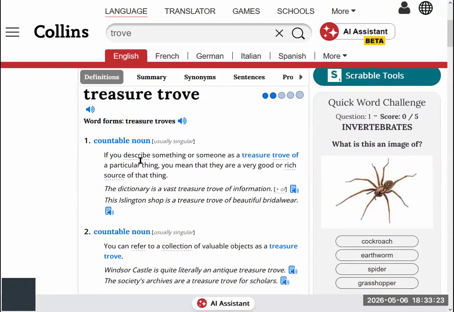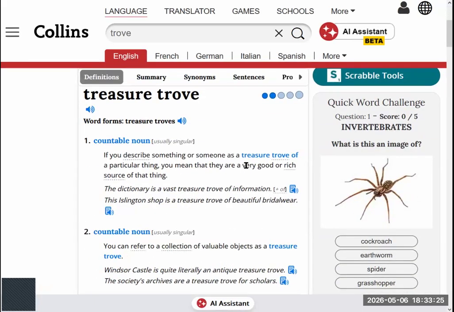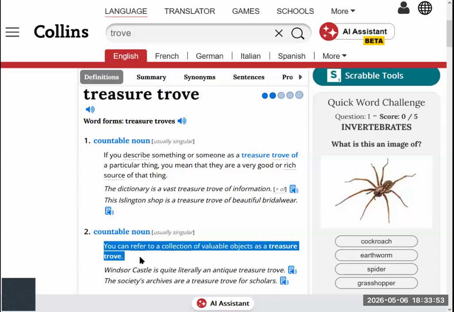Let's go back up again. If you describe something or someone as a treasure trove of a particular thing, you mean that you are a very good or a rich source of that thing. So it could be a rich source of information. So you are a treasure trove of information, or a treasure trove of suggestions, maybe. This is the one that we have in our passage here, I think.